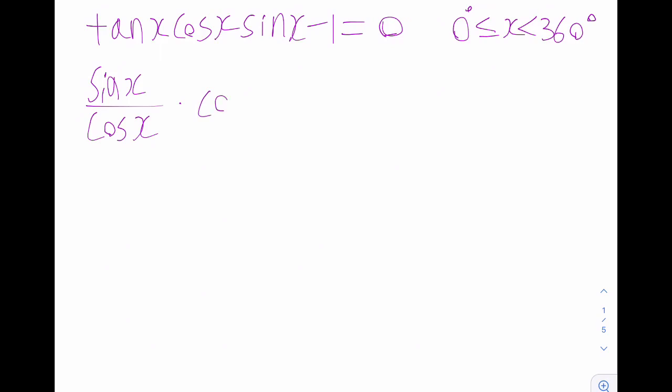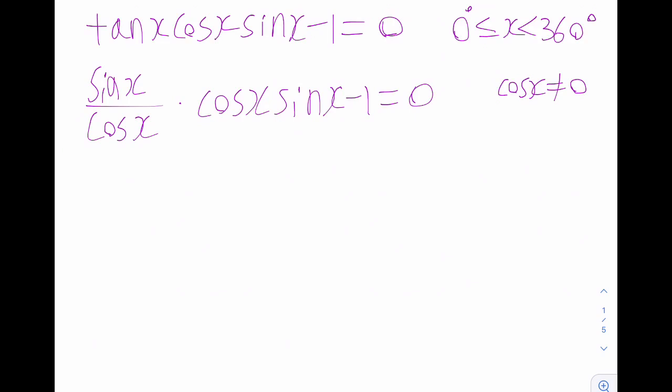And that will be multiplied by cos of x times sine of x. And then we will have minus 1 here, and then that will equal 0. Now, cos of x is below the fraction sign, so we have to make a new restriction saying that cos of x cannot equal 0.